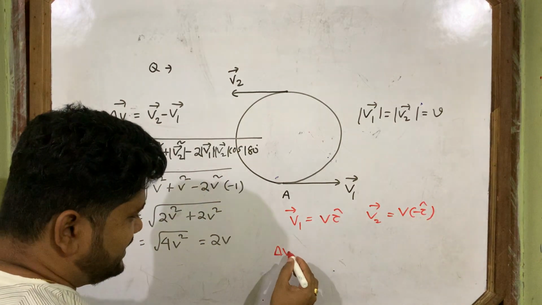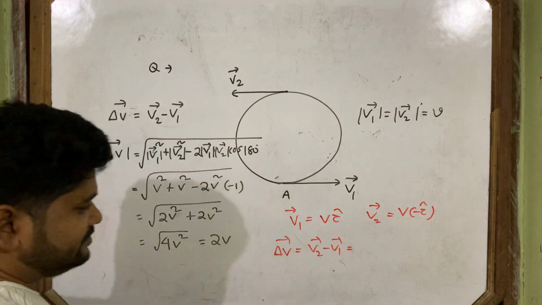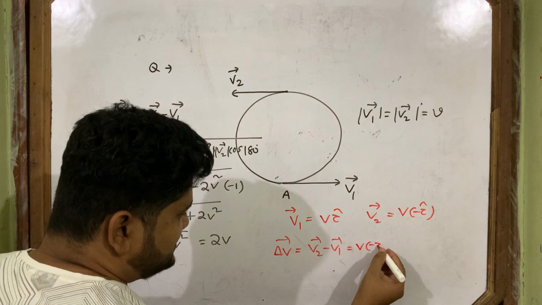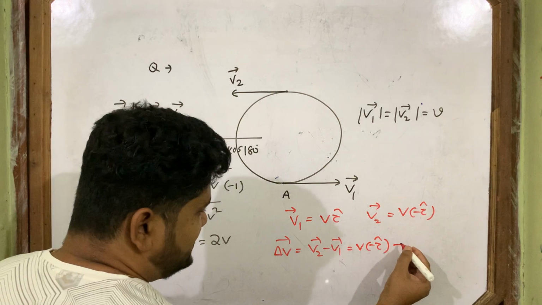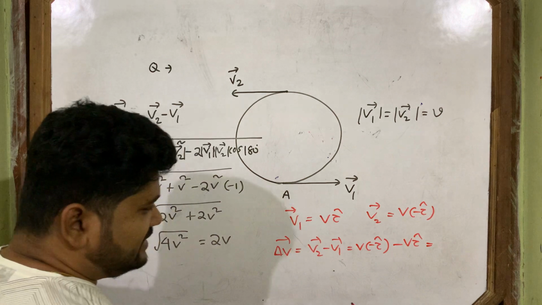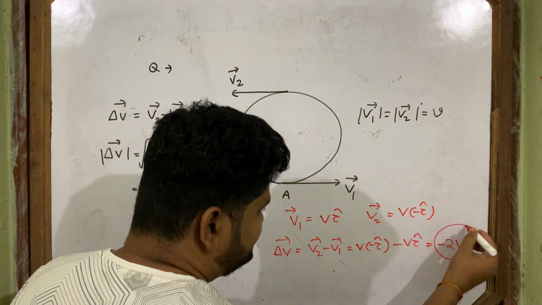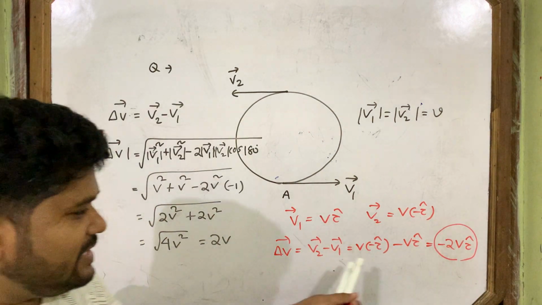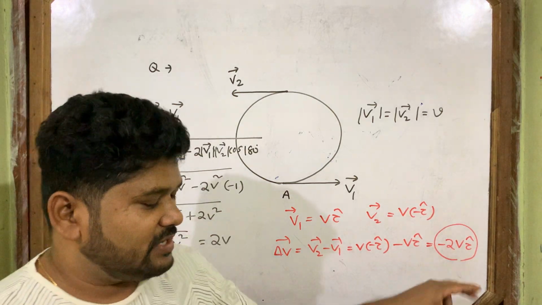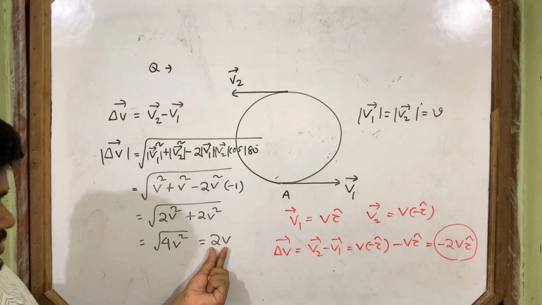If I tell you to find del v vector, v2 vector minus v1 vector, this is what I am giving you. So this is v minus i cap, then minus v i cap, since v1 is v i cap. So you get the answer here, minus 2v i cap. So this is the change in velocity in vector form. In vector form you directly get the change in velocity. And what is the magnitude? 2v. The magnitude here is 2v.